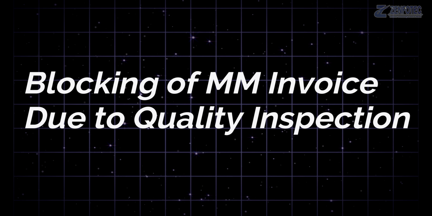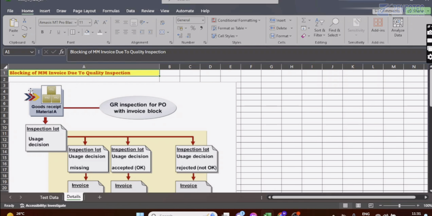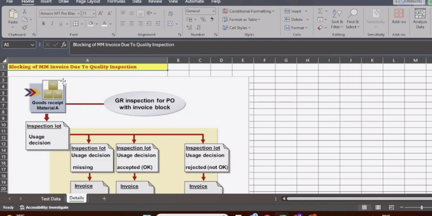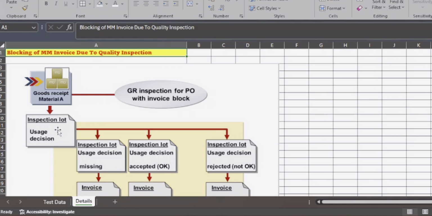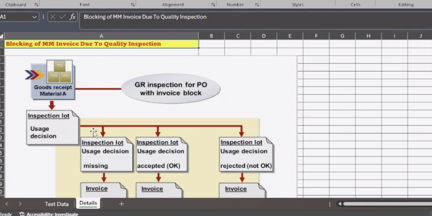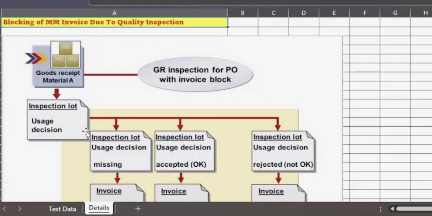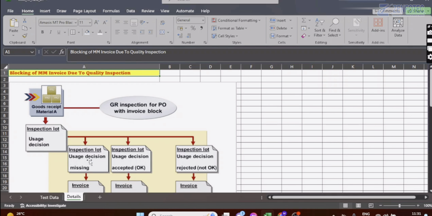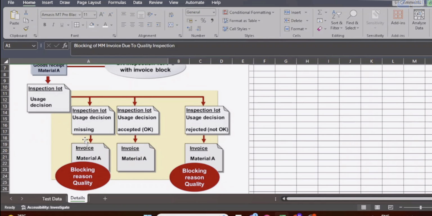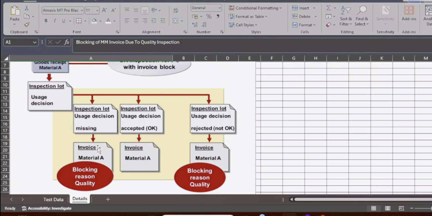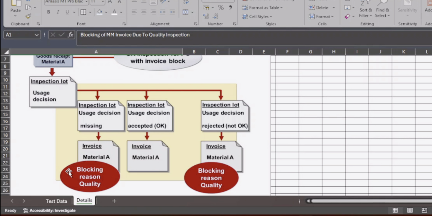Today we are going to start this topic, blocking of invoice due to quality inspection. As you can see, after we create the purchase order and do the goods receipt, an inspection lot will be created, and here two cases will be there. The inspection lot will be created during the goods receipt, and if the usage decision is missing, then when we move to the next step of the cycle, that is the invoice verification, the invoice will be blocked, giving the blocking reason quality.